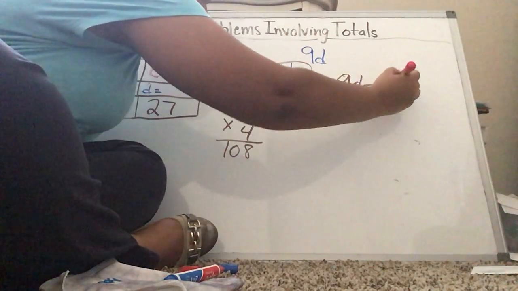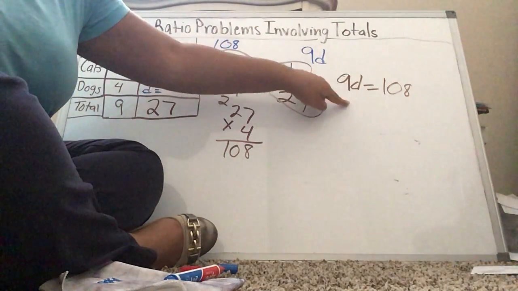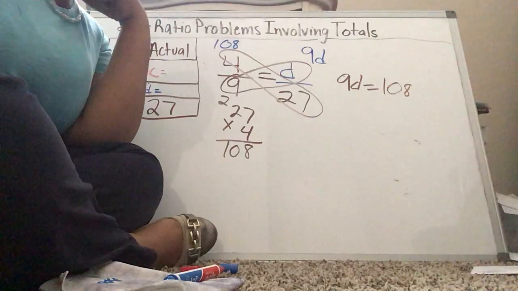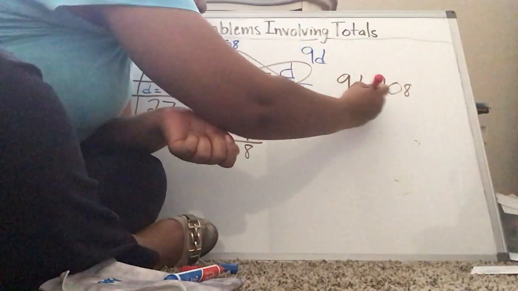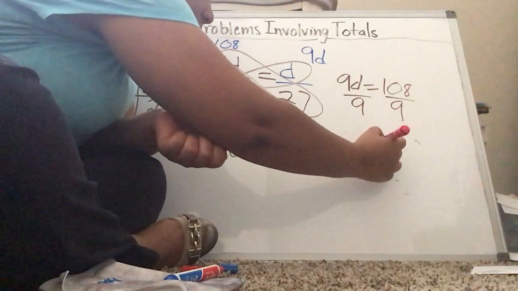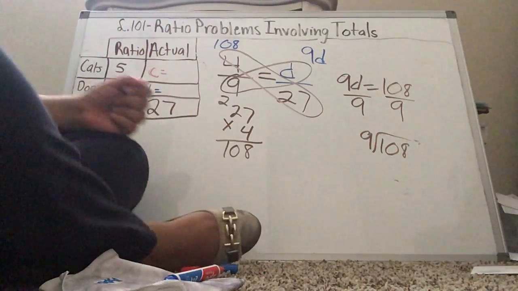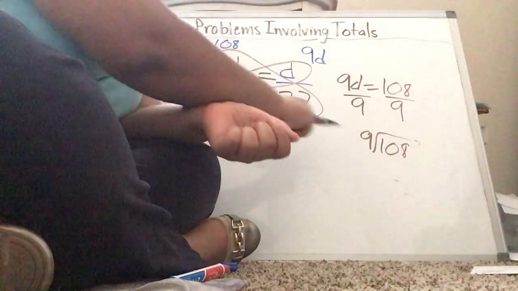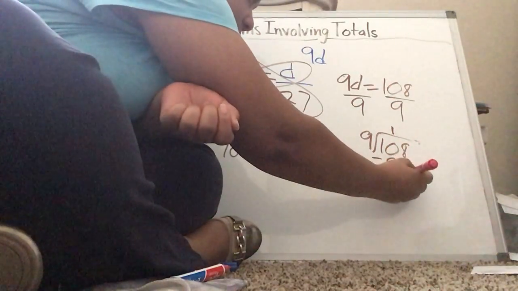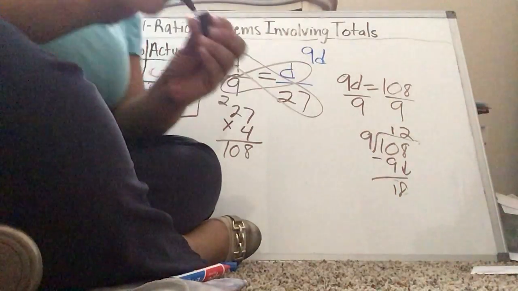9D equals 108. We need to get the amount of dogs all by themselves. So right now we're multiplying times 9. The opposite of multiplying by 9 is dividing by 9. So we're going to divide both sides by 9. So the amount of dogs is going to equal 108 divided by 9. 9 goes into 10 once, subtract 9, bring down the 1, then bring down the 8, and 9 goes into 8 twice. And that gives us 12 dogs.